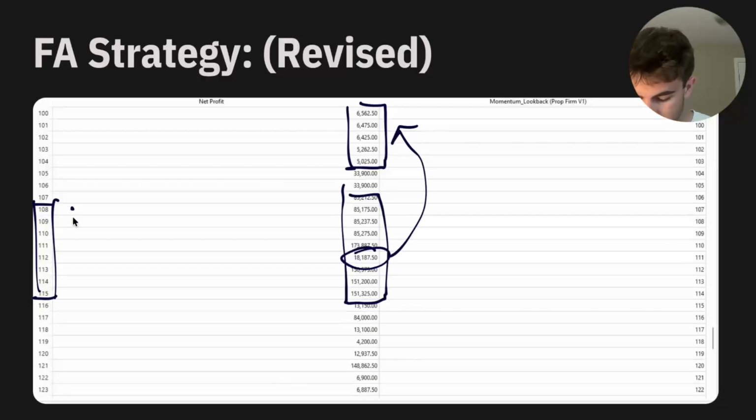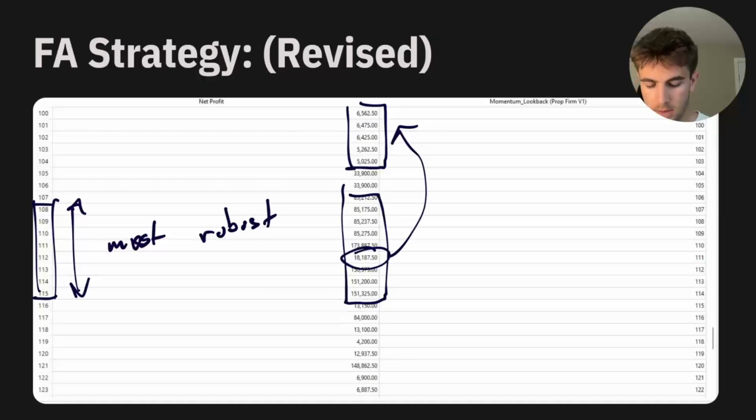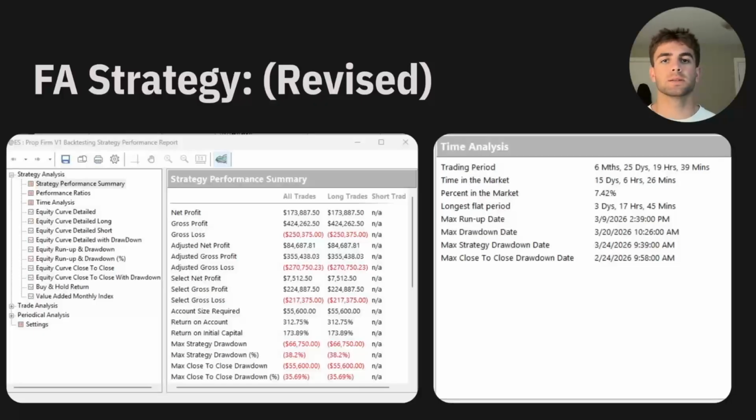So this range right here seems to be the most robust range for the input of the momentum lookback variable, which is the variable that causes variance in the output, being net profit, for this given strategy over this given time period. So, like I mentioned, go back to the study editor, input one of the values in the robust range, backtest again, look at the results.